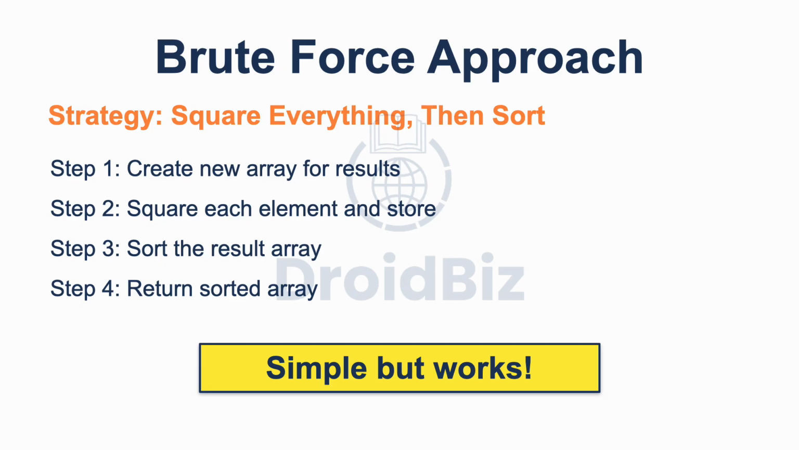Let's start with the brute force approach. The strategy is simple. Square everything, then sort. Here are the 4 steps. Step 1. Create a new array for results. Step 2. Square each element and store it in the new array. Step 3. Sort the result array. Step 4. Return the sorted array. This approach is simple, but it works.